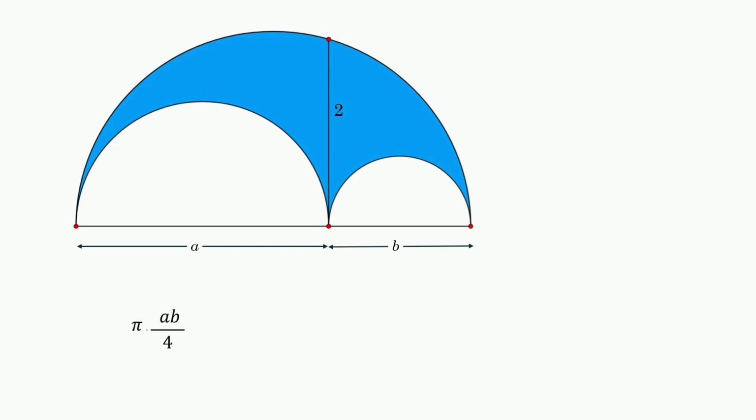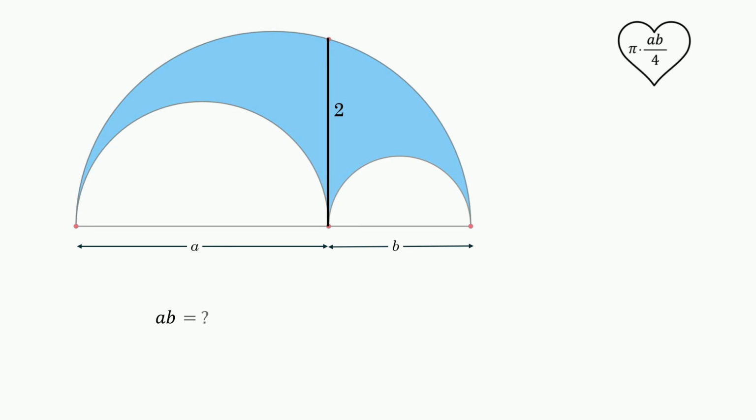Those reduce, and what we have is pi times ab over 4. All right, that's pretty cool. Not quite good enough yet, because I would like to know what ab is. So let's explore this distance of 2 and see if we can come up with a numeric value of ab.